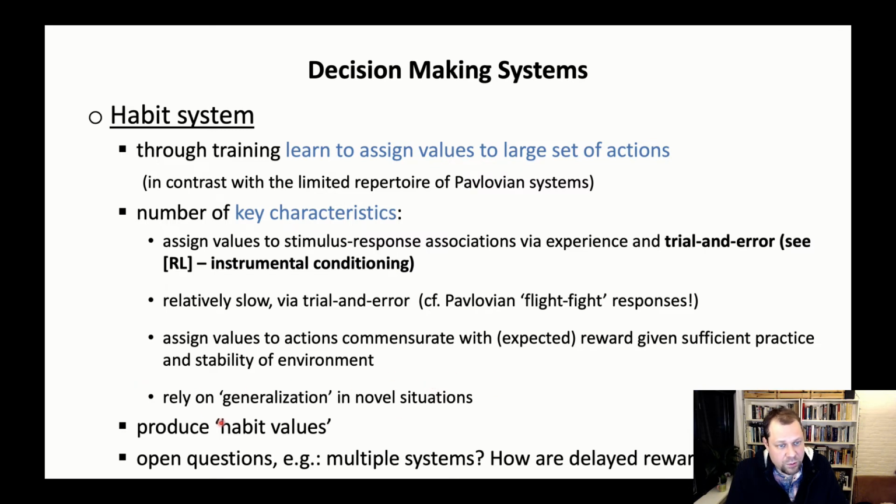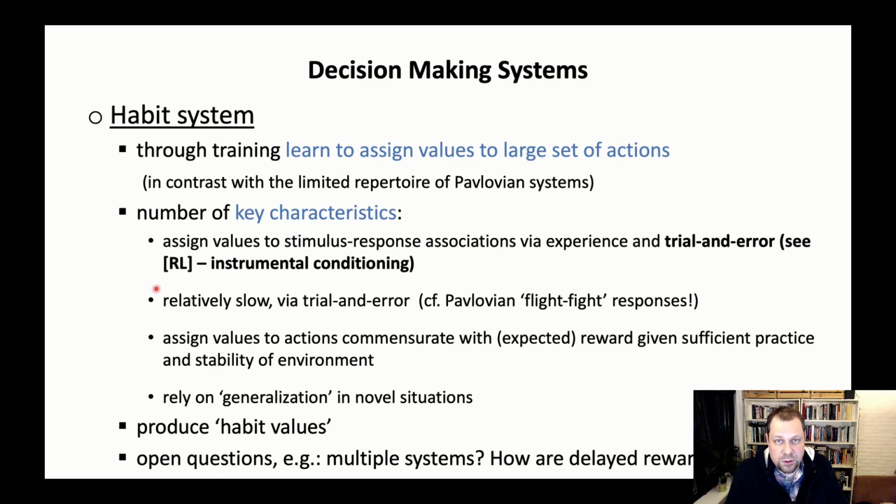It can generalize in novel situations, but not to the same extent that the goal-directed system can. But it is the system that enables us to produce habits. It's also something that we can update when we learn that our habits no longer lead to desired outcomes or actually start to have negative outcomes. And obviously, reinforcement learning and instrumental conditioning clearly require the striatum and the ventral tegmental area, as we discussed earlier.